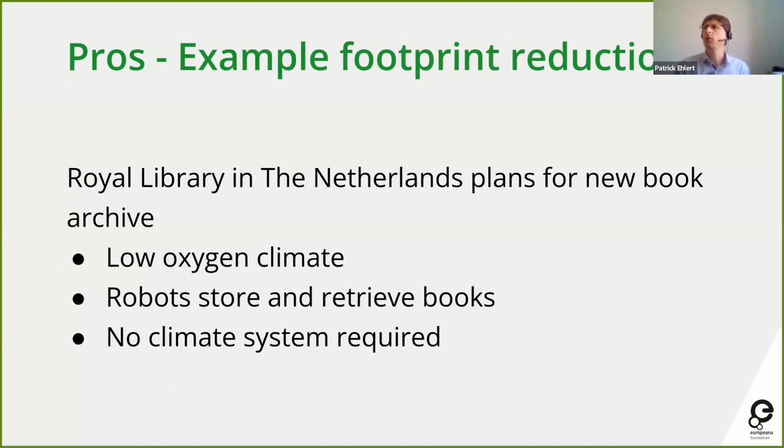To give an example of how you can use digital to reduce your footprint, the Royal Library in the Netherlands is planning a new book archive, and it's designed to have a low oxygen climate, which is great because that helps preserve the books, make sure the bugs don't survive. Obviously, it's also difficult for people. So the solution there is to use robots to store and retrieve the books. So that's a digital system for managing your collection.